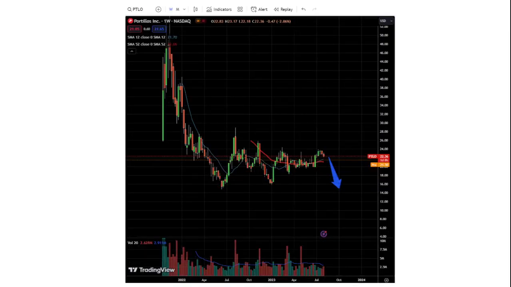The company we're looking at today is PTLO. It's a US-based restaurant operator listed on the Nasdaq. It was trading at around 22.36 last night, with a market cap of around 1.6 billion. So I believe there's significant downside potential for this stock price, and I'll try to explain why.